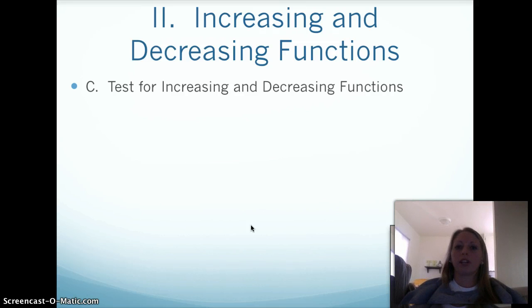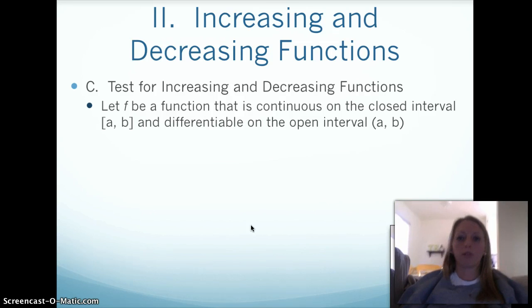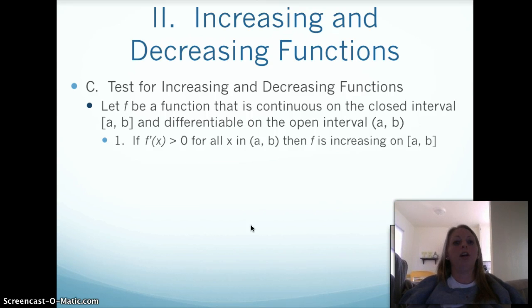So the test for increasing and decreasing functions. Let f be a function that is continuous on the closed interval [a, b] and differentiable on the open interval (a, b). If the derivative of f at x is greater than 0, then it is increasing. When we found max and min, it was opposite. It was the second derivative, and if the second derivative was greater than 0, then that was a minimum. If it was less than 0, then that was a maximum. Here we're talking about the first derivative, and it's saying if the first derivative is bigger than 0, then it is increasing.